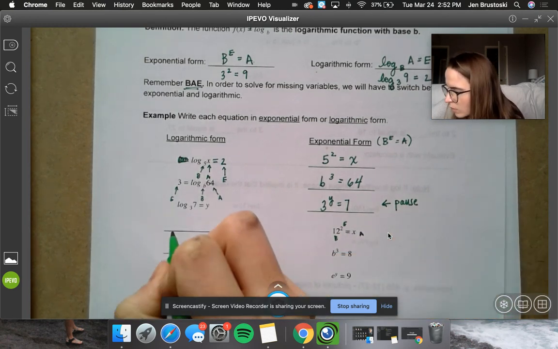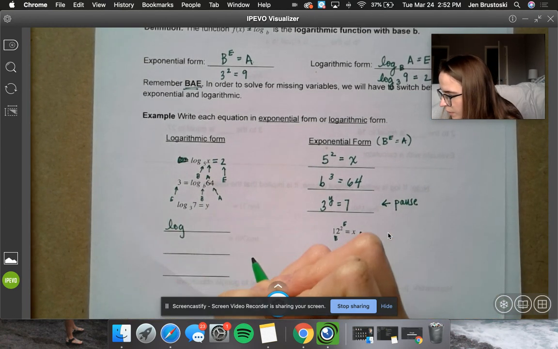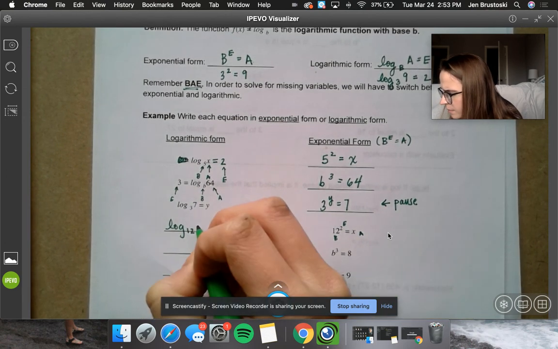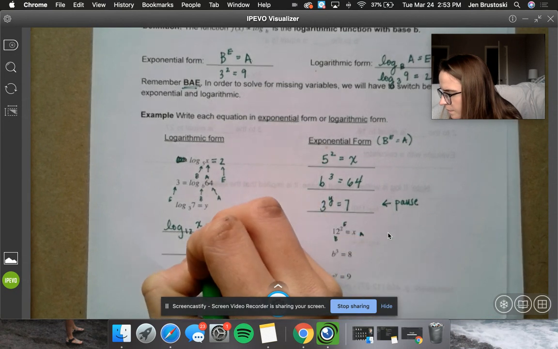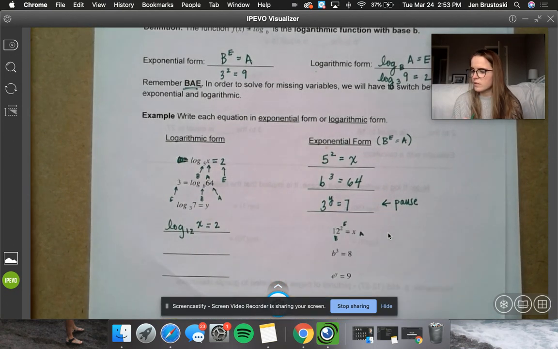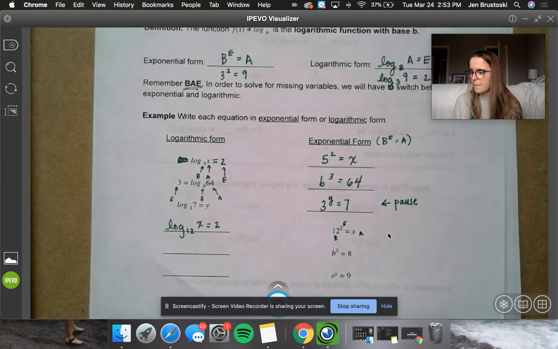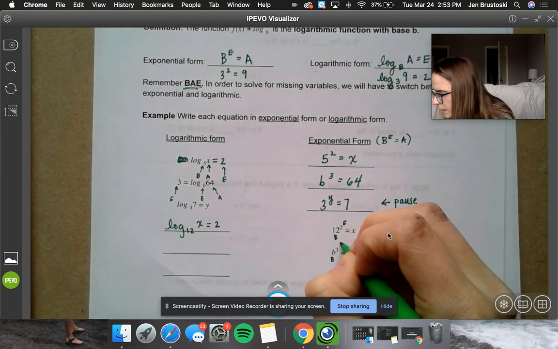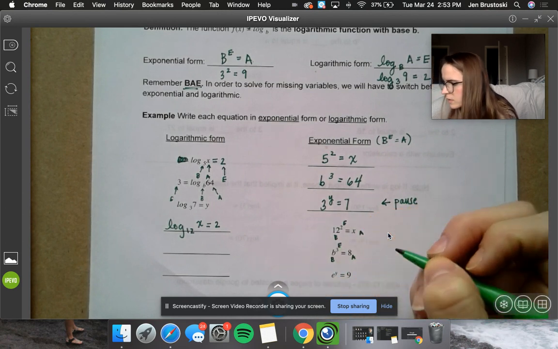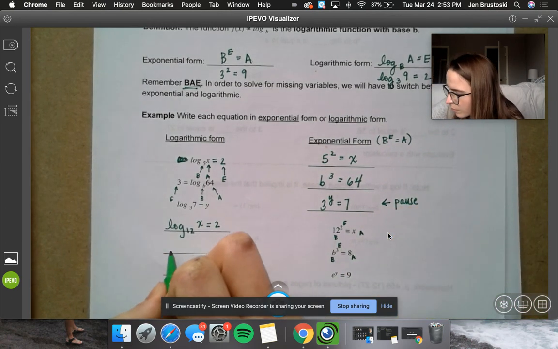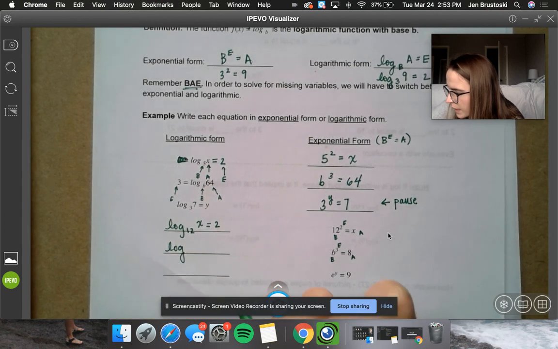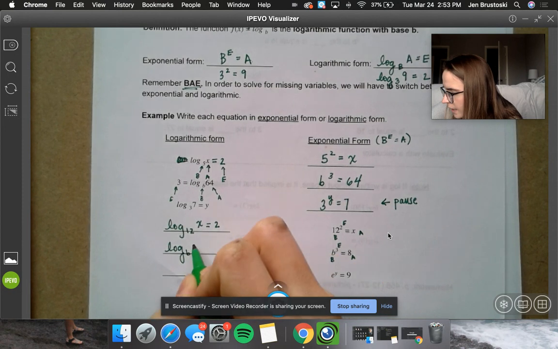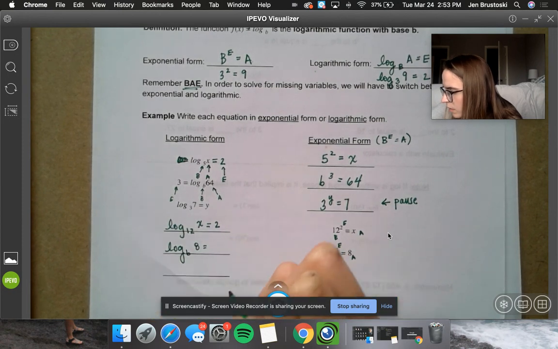So we've got log of b, a, is that an x? Yep. e. There's b. All right, again, we have b, e, and a. So we've got log base b of 8 equals 3.